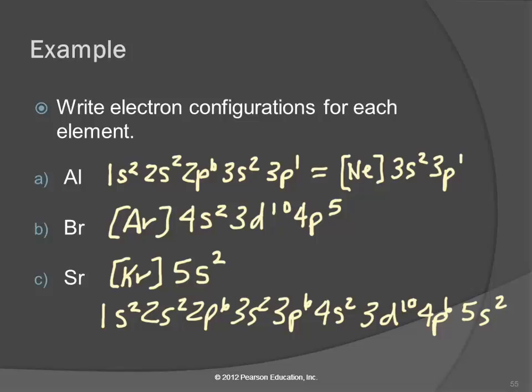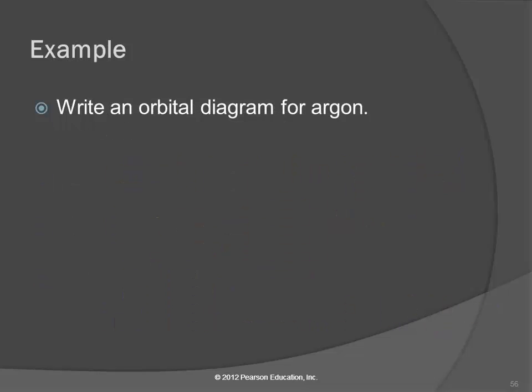Now that order is a little hard to remember, right? Because it gets all staggered. You can draw the little chart that we had, but that's kind of tedious too. So we're going to show you how all of this information is hidden in the periodic table. But I guess first we need to do an orbital diagram for argon. Orbital diagram, that's the boxes. So we're going to do argon, and let's just draw our boxes.